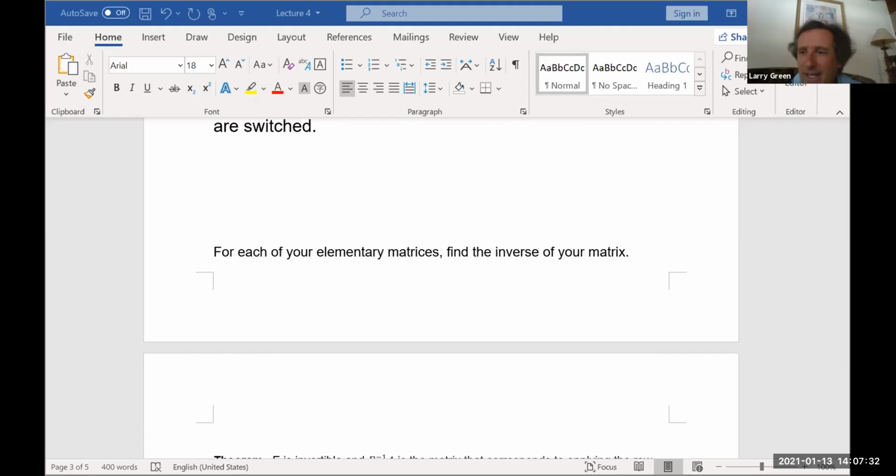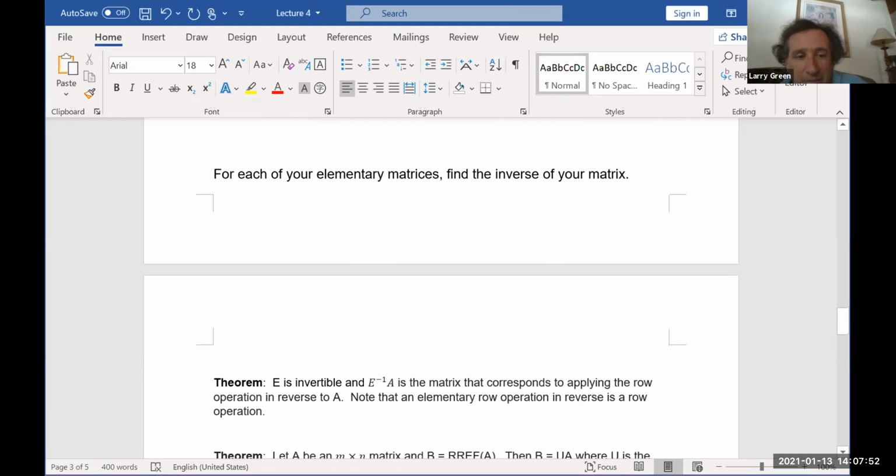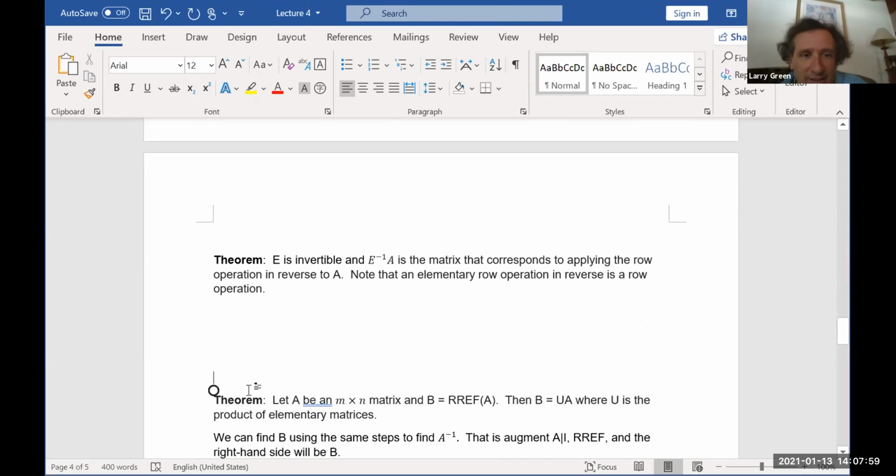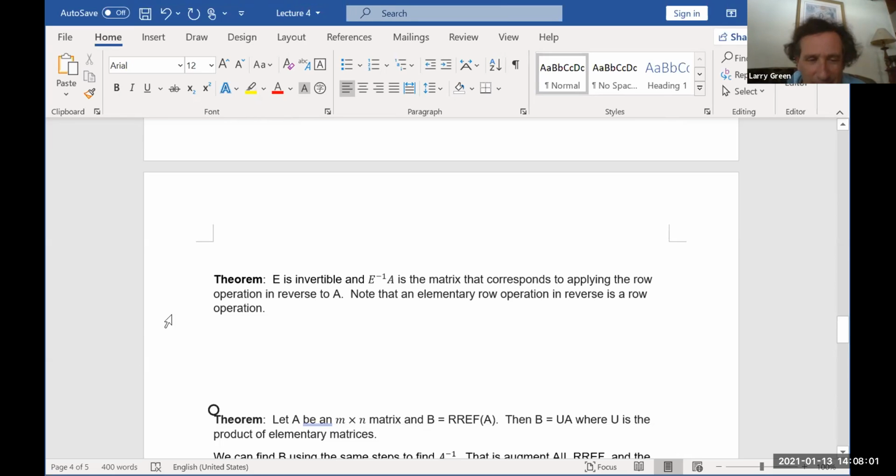So the main thing, there's a couple things. One is that all of these elementary matrices are invertible, but they're not just invertible. The inverse of an elementary matrix is an elementary matrix. Okay, so now there are some theorems, some really important ones. The first one is if E is invertible, okay, so that's what we just found, at least with your examples.